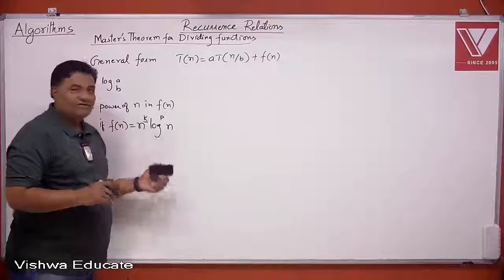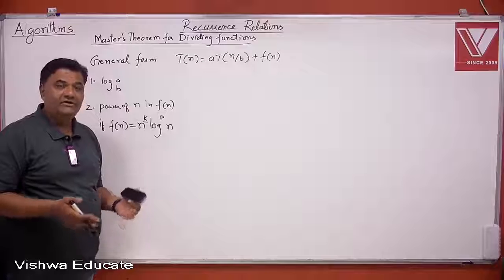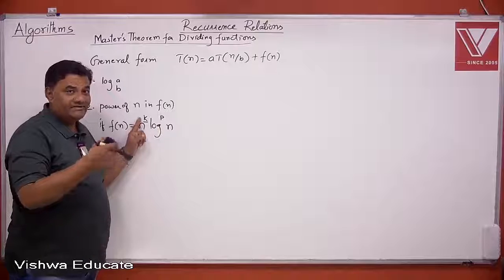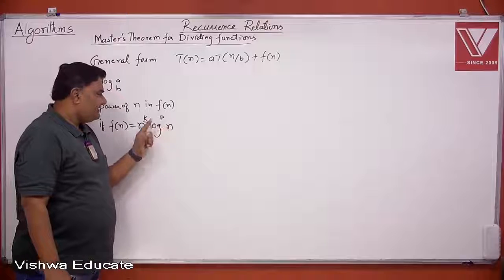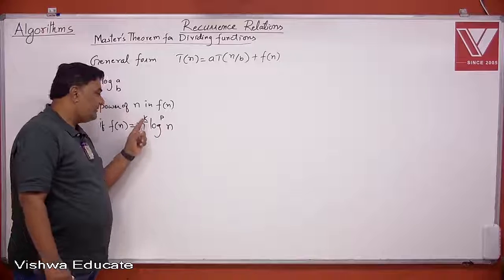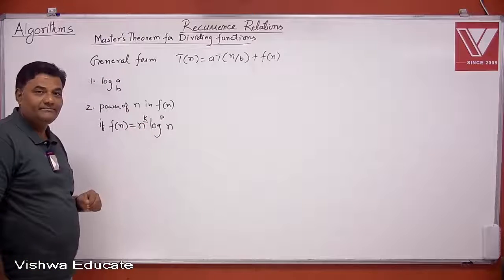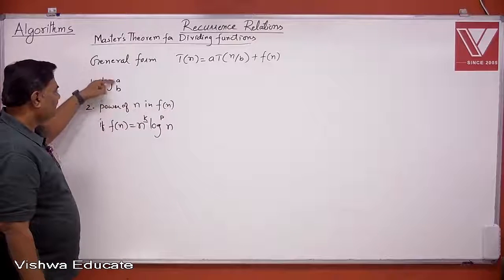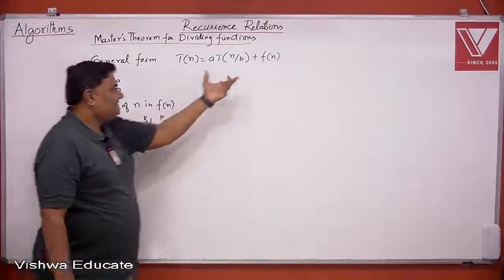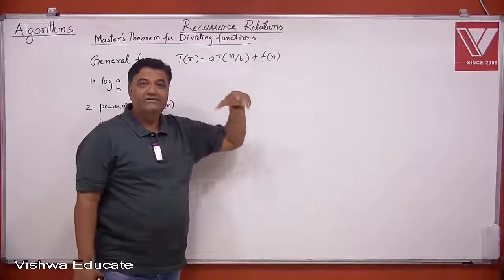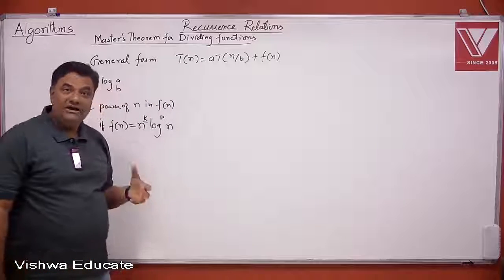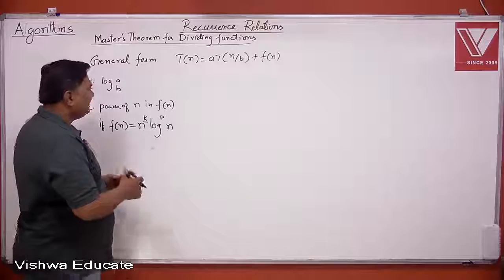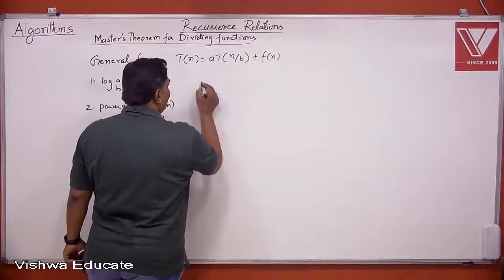If f of n is in some form, then we want the power of n. I am including log also, meaning if log is also there. If log is not there, this is 0. If n is not there, it means n power 0, right? So if it is there, then we don't consider log, we consider only the power of n. This is important. Again, you find out log a base b, and the power of n in f of n, whatever f of n is. If you have log n also, ignore that. Got it?